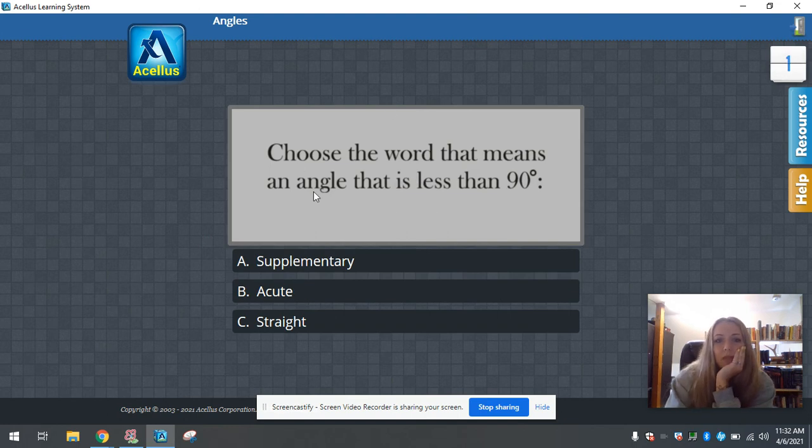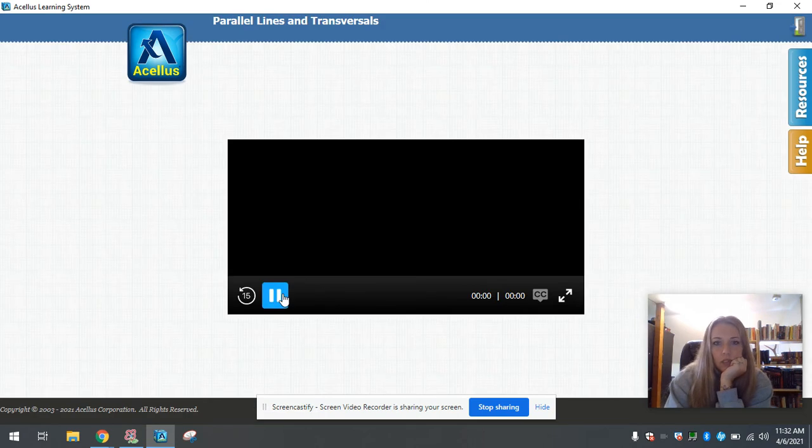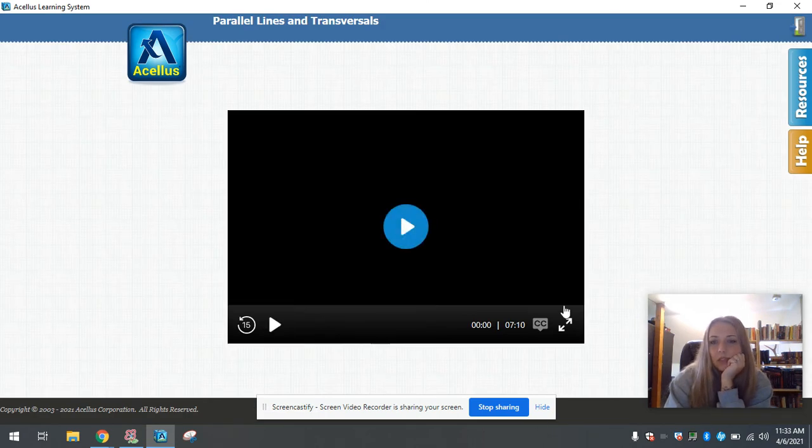Choose a word that means an angle that is less than 90 degrees. Remember, less than 90 is an acute, little angle. And we're on to the next one. Good luck with this vocabulary. Like I showed you, you can Google the definitions that you're trying to find the terms for.